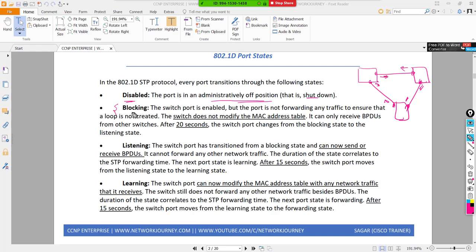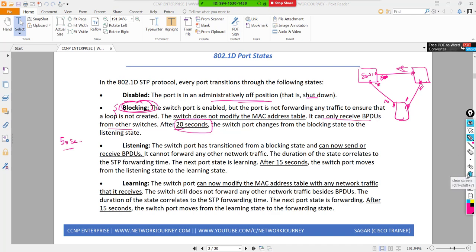The second state is blocking. Now this is the state when the BPDUs will be received. It can only receive the BPDU from other switches. It has not started sending, but yes, it has started receiving from others. So let's say this is a switch which is listening for others' BPDU. All three switches will listen for others' BPDU. They are not sending it. In a blocking state, your switches will stay for 20 seconds. So for the first 20 seconds out of 50 seconds is under blocking state. It's just waiting for others' BPDU to come in.